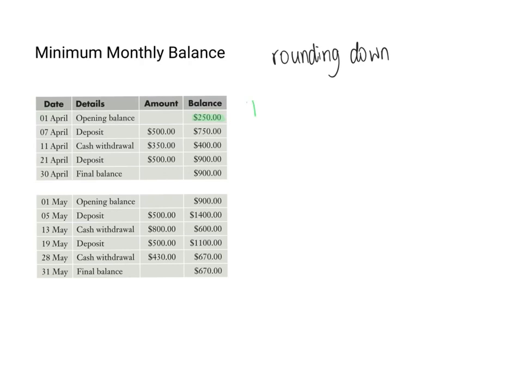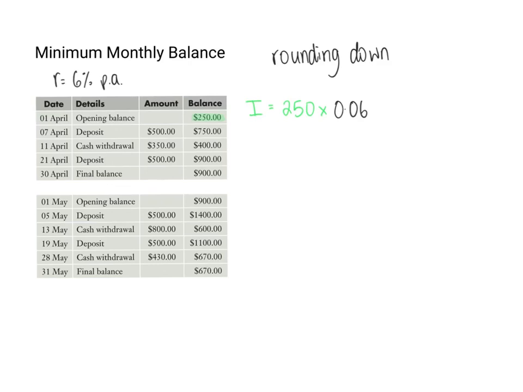So if we were working out the minimum monthly balance for April, we would take the interest, so we're using our simple interest formula. The principal in this case is going to be the minimum value, so that would be the 250. We're going to multiply it by the interest rate, and let's say this interest rate for this particular bank account was 6% per annum. We'll multiply it by this interest rate and make it a decimal because we're using it in context, 0.06.